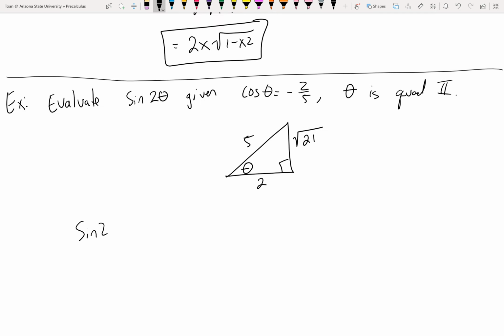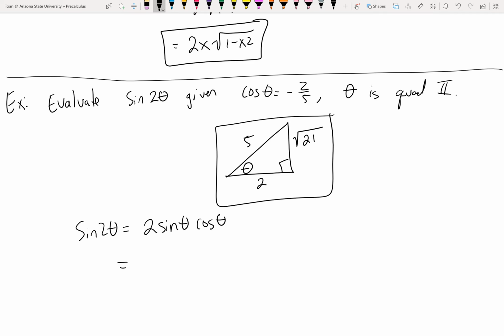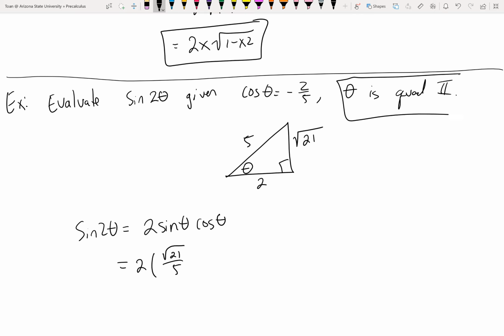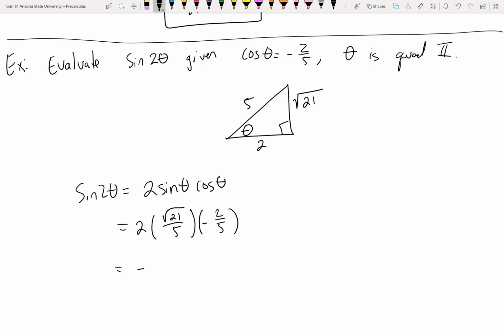I want sine of 2 theta. That's 2 sine theta cosine theta. Hey, I have a complete picture, so I can just plug stuff in. I hope you can see that this is just automatic. We're on autopilot now. So sine, opposite over hypotenuse, is radical 21 over 5. We're in quadrant 2, so sine is positive. Cosine, adjacent over hypotenuse, 2 over 5. We're in quadrant 2, so it's going to be negative. And then you just multiply straight across. That's negative 4 radical 21 over 25.